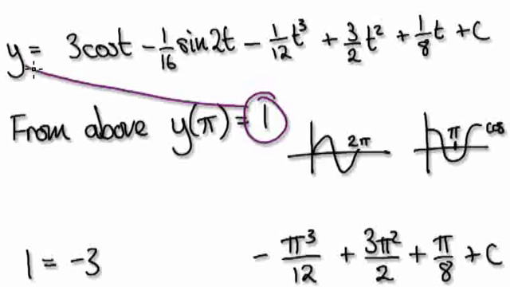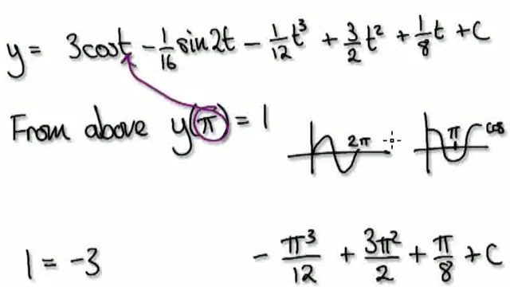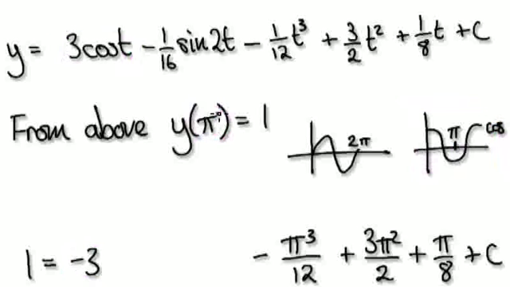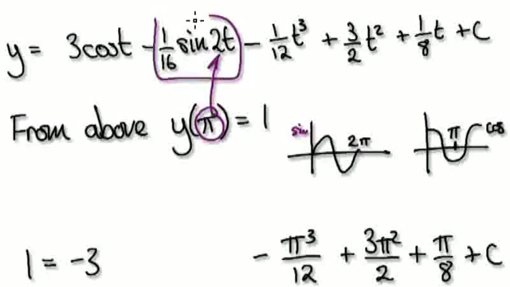Okay, so if you put this into here, that will then take you to here. But then if you put pi into here, cos of pi is actually -1. Cos of pi is -1. So this thing here will become -3. If you put pi into here, so sine of 2 pi is 0. So this whole thing here will be 0.